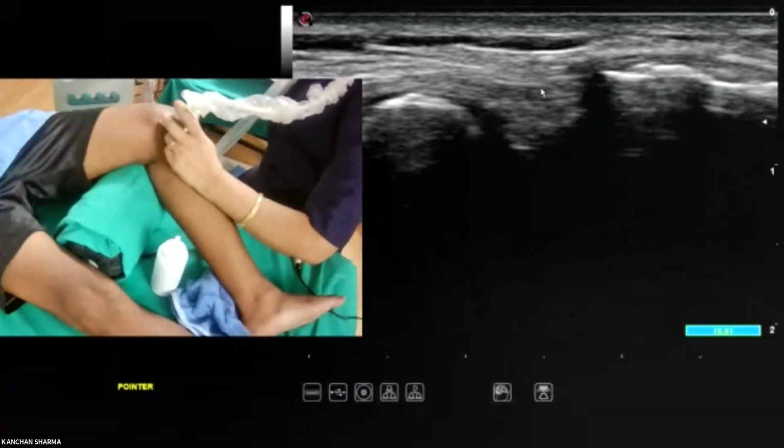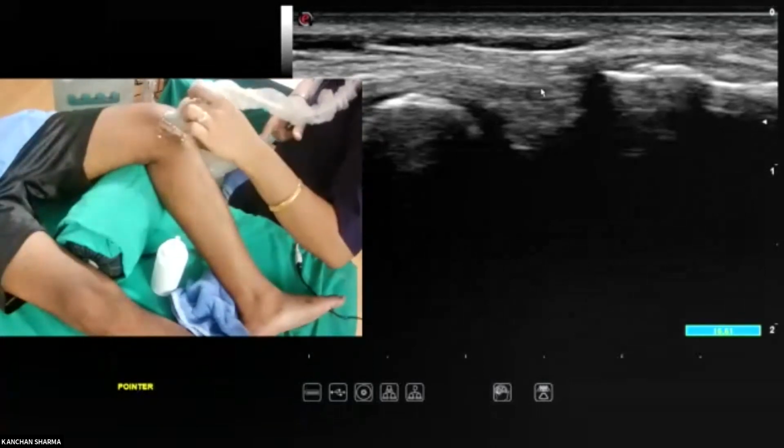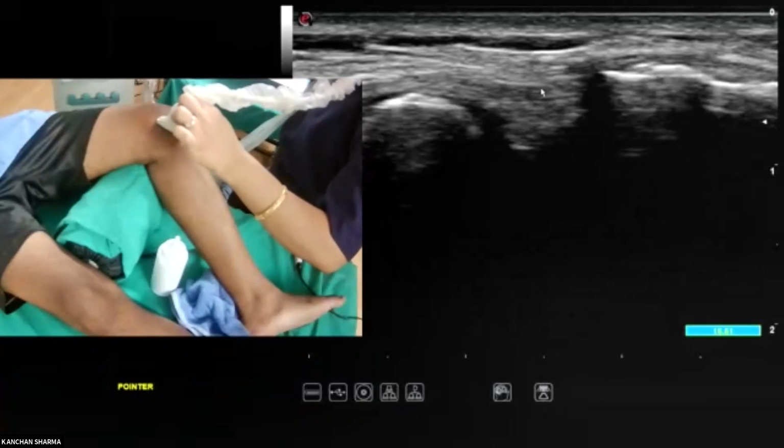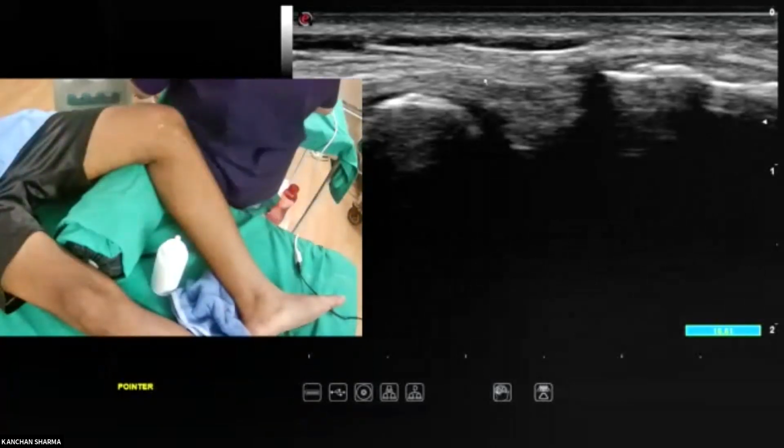I'm freezing so that I can explain it to you. My probe position was like this. This was the aspect marker, which was towards this patient. This becomes my cranial side, and this becomes my caudal side.